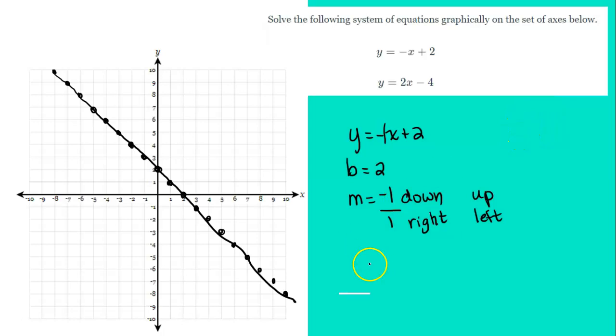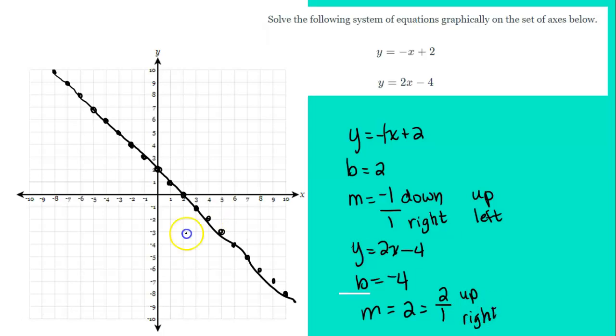For the second one, my equation is y equals 2x minus 4. So my y-intercept is negative 4, and my slope is 2. Again, I can rewrite that as a fraction by making it 2 over 1. That tells me that I'm going to go up 2 and to the right 1. So my y-intercept is negative 4, so I put a dot on the y-axis where the y value is negative 4. And I'm going to just stop when I get to an additional point, and there it is.